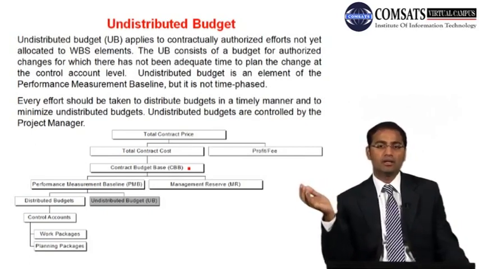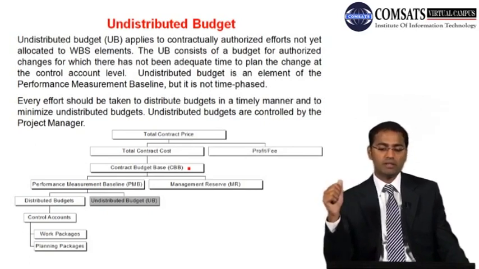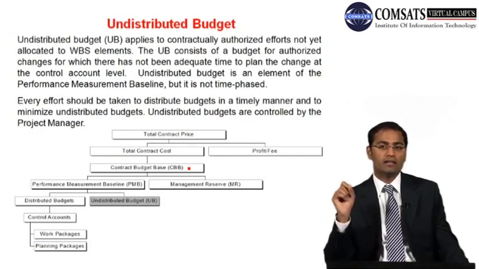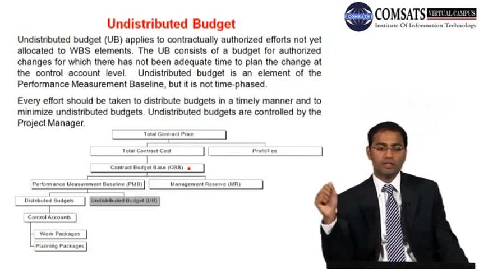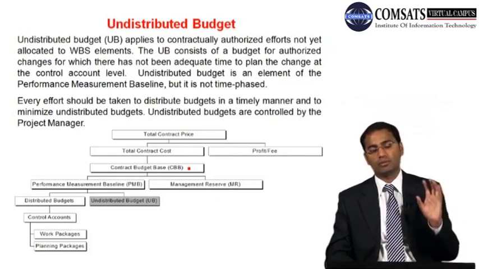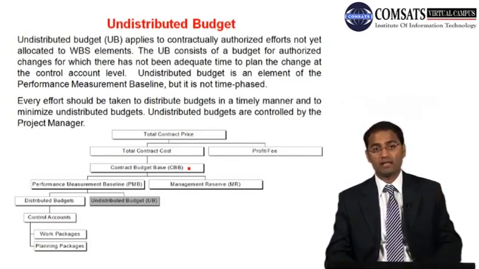By that time you will have undistributed budget for that. So undistributed budget is an element of performance measurement baseline, but it is not time phased because we didn't have the time to plan it for time and cost. Every effort should be taken to distribute budgets in a timely manner and to minimize undistributed budgets. So undistributed budgets are controlled by the project manager.